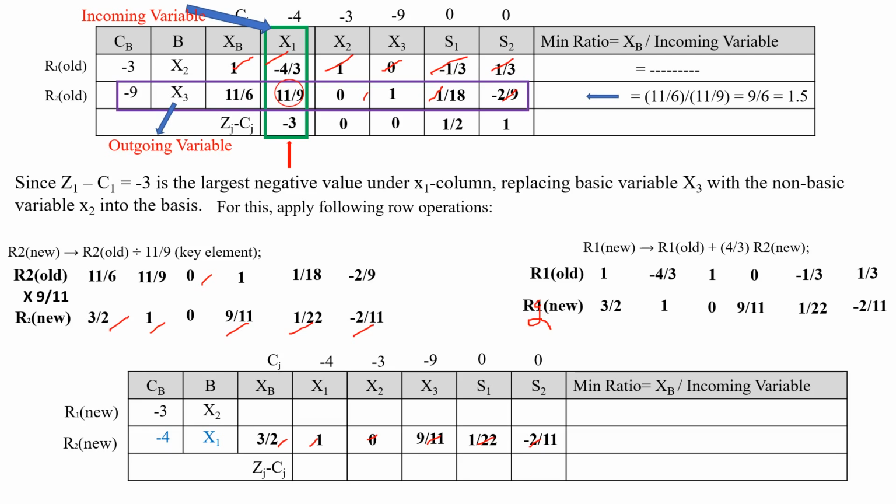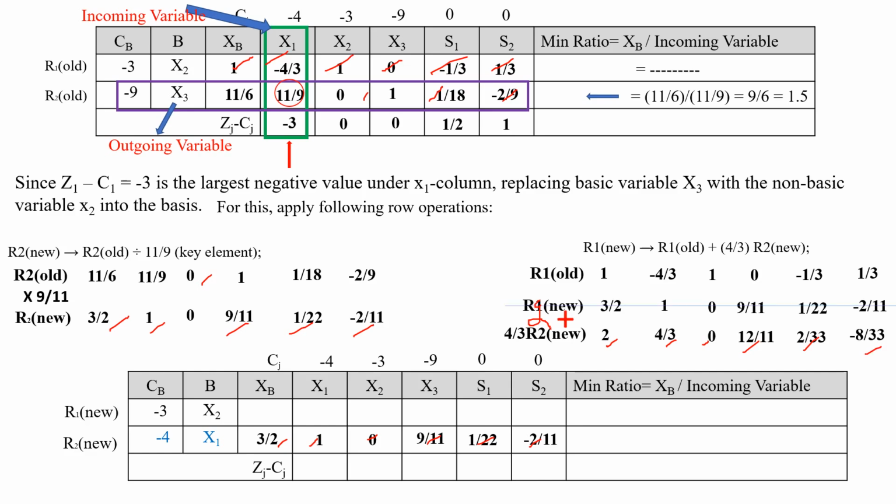Next we have to multiply these R2 new elements with 4 by 3. Then these values will become: 3 by 2 into 4 by 3, it is 2. Next 1 into 4 by 3, 4 by 3, 0 into 4 by 3, 0, 9 by 11 into 4 by 3, 12 by 11, 1 by 22 into 4 by 3, it is 2 by 33, minus 2 by 11 into 4 by 3, it is minus 8 by 33.